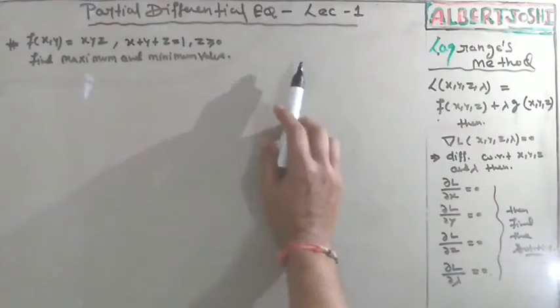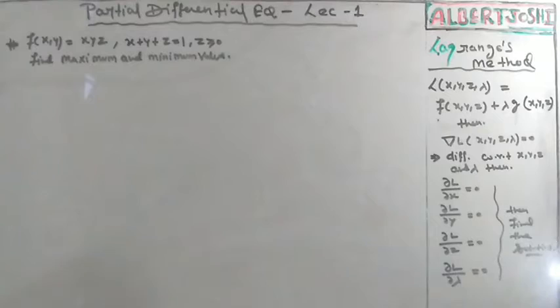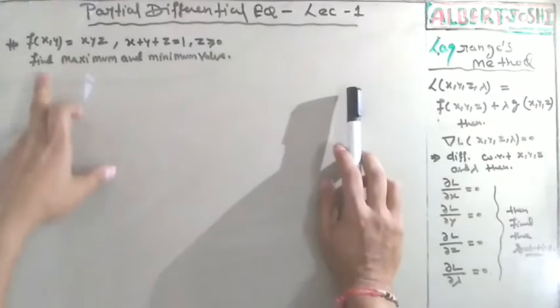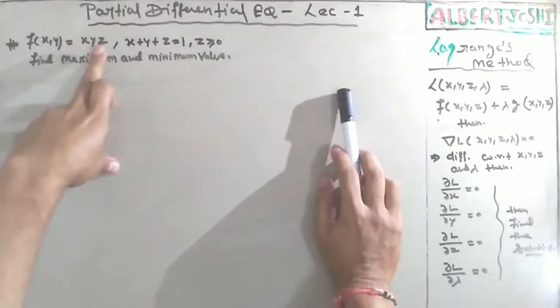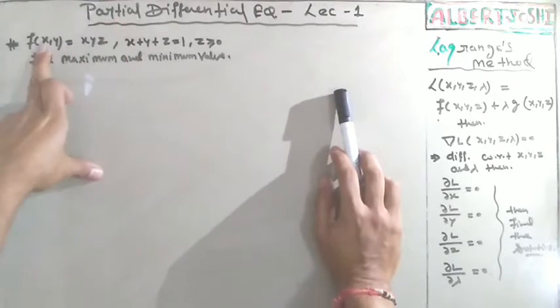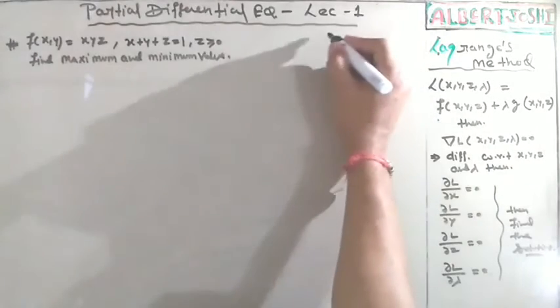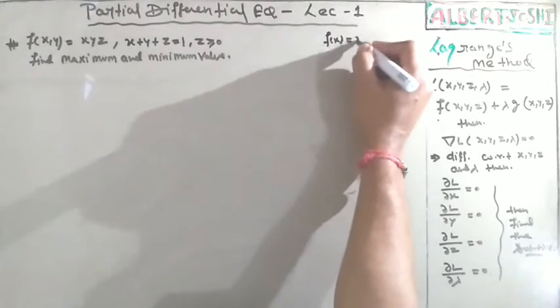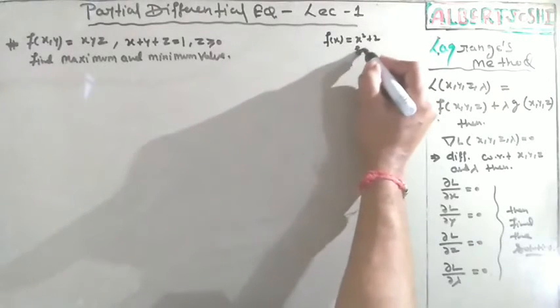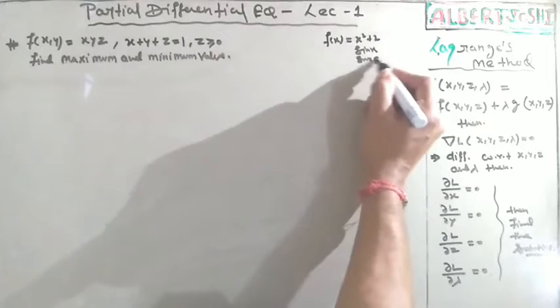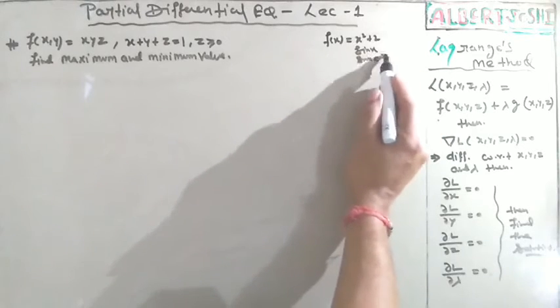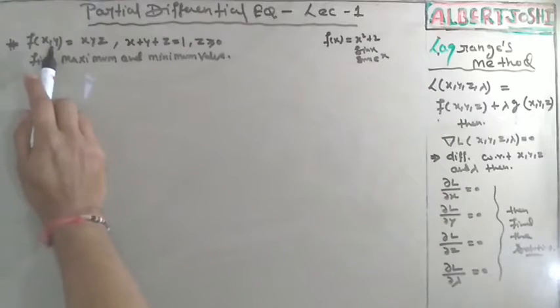Today we will discuss this question, that is Lagrange's method. In Lagrange's method, suppose someone has given you a function where the number of variables is more than 1. A function like f of x equals x square plus 2, or sin x, or e to power x, has only one variable, but here we have more than one variable.